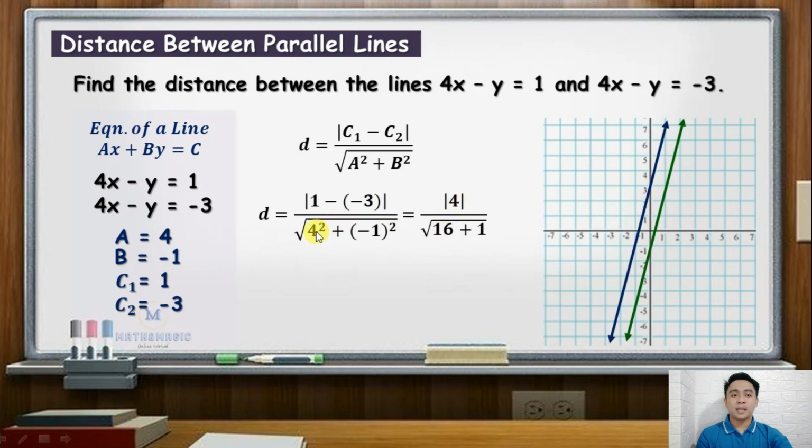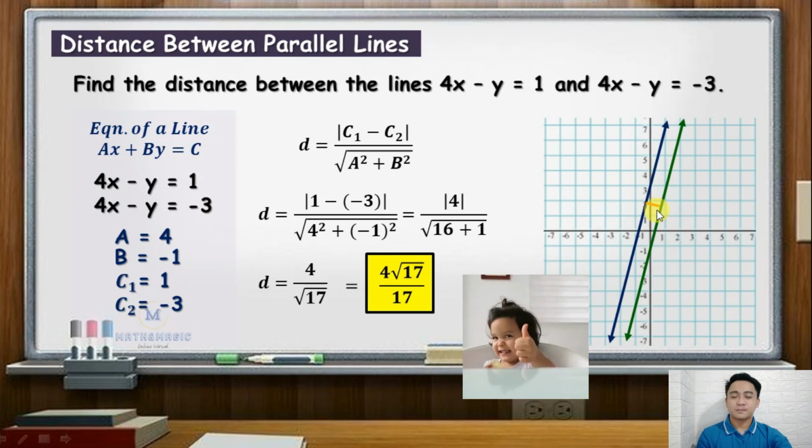Now for the denominator, the square of 4 is 16. The square of negative 1 is positive 1. Adding 16 and 1, the sum is 17. Equation now is D equals 4 over square root of 17. Rationalizing the denominator, hence, the distance between the parallel lines is 4 square root of 17 over 17.